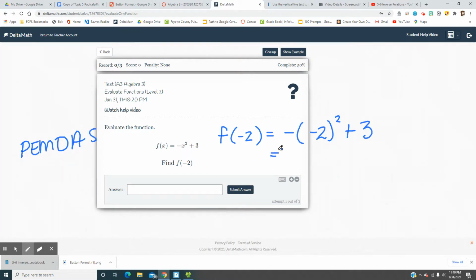So order of operations, so you do parentheses first, but there's nothing else to do with negative 2. So now let's look at exponents. Negative 2 squared means negative 2 times negative 2, which is 4. So negative times positive 4 plus 3. So negative 4 plus 3 is negative 1. So just be careful whenever you're working on those.